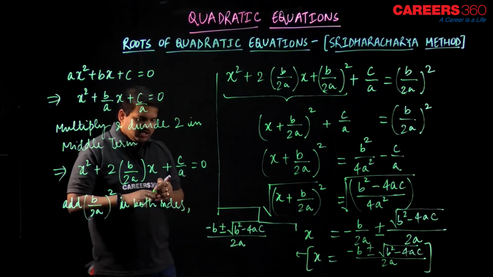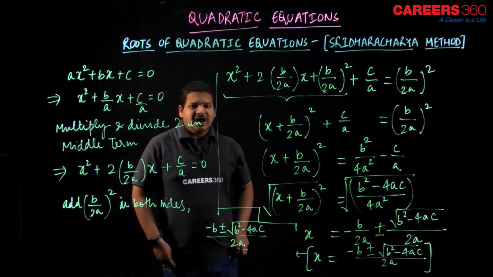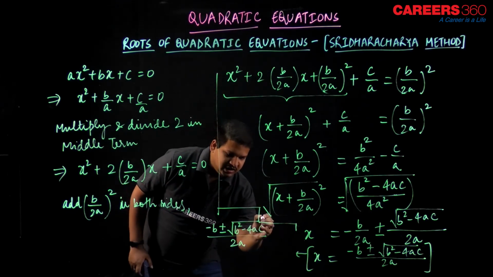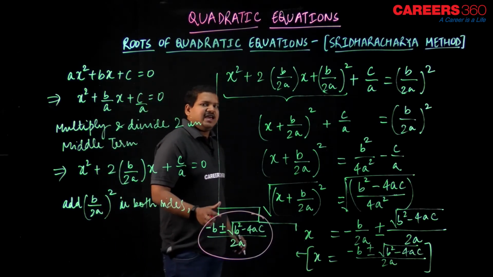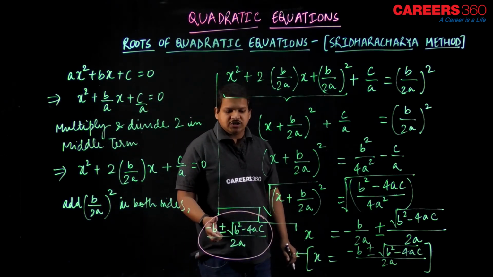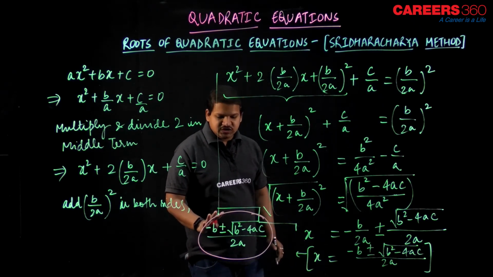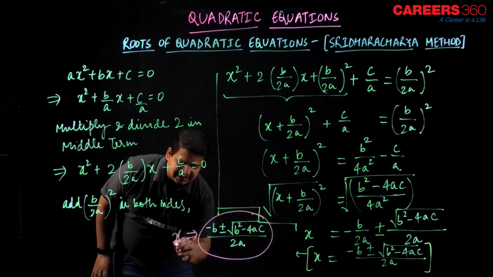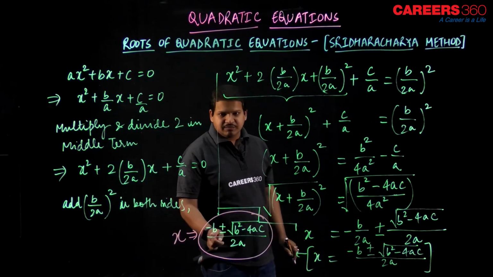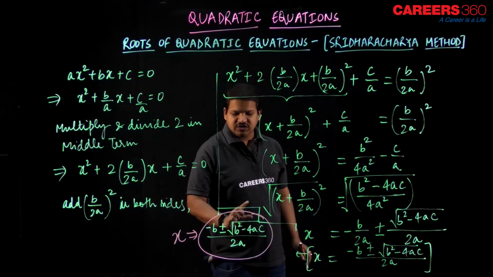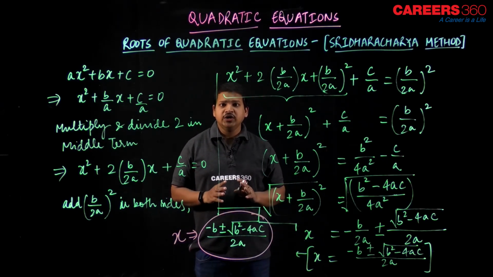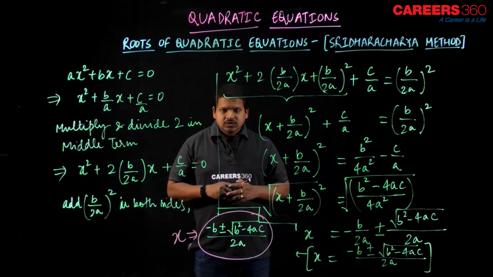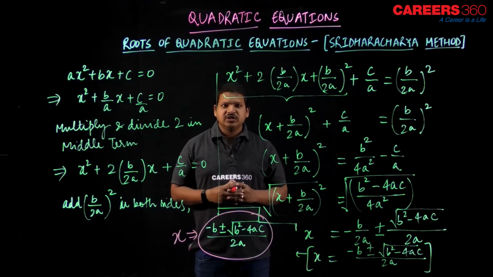This is what the Sridharacharya formula is, and this formula is so important that it simplifies any given quadratic equation. This is the value of x. So using this x equals minus b plus minus under root b square minus 4ac upon 2a, you can get the roots of any quadratic equation, right? So that was all about the Sridharacharya method. Let's try a few examples.